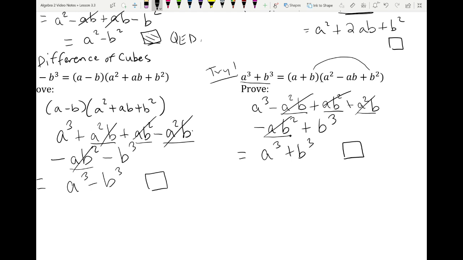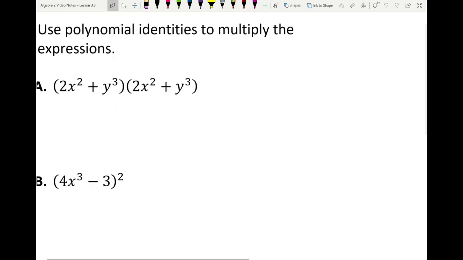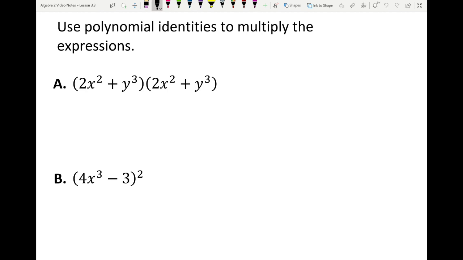All right, proving these identities is not terribly difficult. You just got to multiply the polynomials. Next we want to be able to use the polynomial identities to multiply expressions together. So we're going to be using this to multiply part A. Notice that in part A, they're the same thing, right? You can obviously FOIL this problem. However, we're going to be using one of the identities instead, okay? Since we have two of these guys, we can write this as (2x squared plus y cubed) to the second power. And the reason why we want to put it in this form is because we can use one of the identities, right?